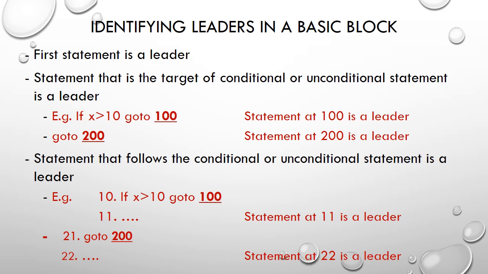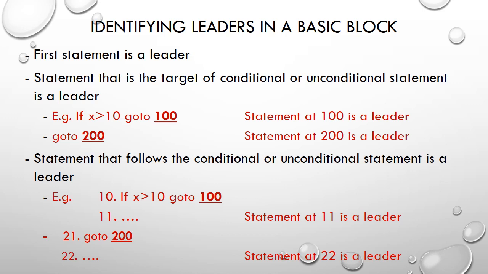Okay, and the third rule is that a statement that follows a conditional or unconditional jump statement is also a leader. For example, at label number 10 there is a statement which is a condition, for example, if x is greater than 10, then go to 100. So the statement written next to this, the statement at label number 11, will become a leader. So any statement just next to a conditional statement will be a leader.